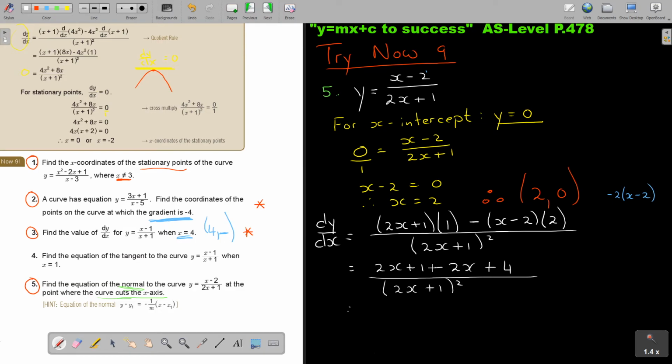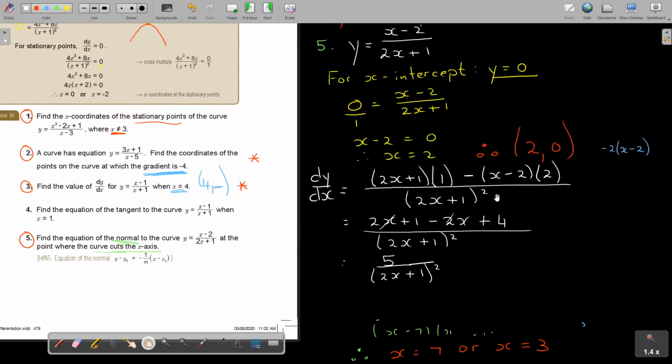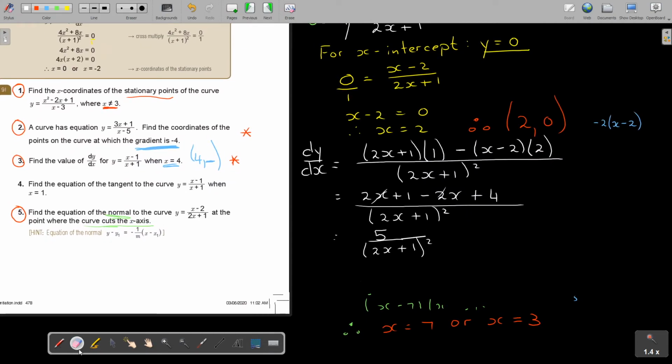And if I simplify, this cancels, and then this is going to be 5. Let's just finish this: 5 over (2x + 1), and don't forget your square. So easy to forget that. Oh, that is still from the previous sum. I have to clean this.